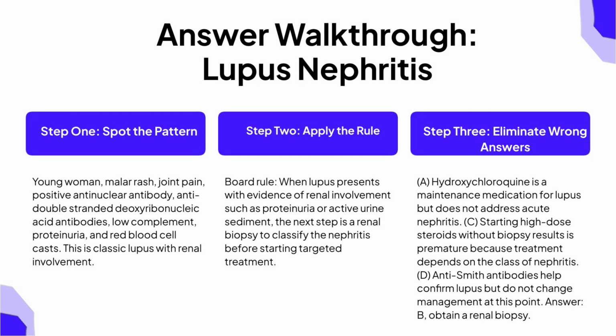Hydroxychloroquine is important for long-term lupus management but does not address acute nephritis. Starting high-dose steroids empirically is tempting but incorrect because you need to know the class of nephritis first. Ordering anti-Smith antibodies would confirm lupus, but the diagnosis is already clear and it does not change management. The correct answer is B. Obtain a renal biopsy. This is a classic board testing point.